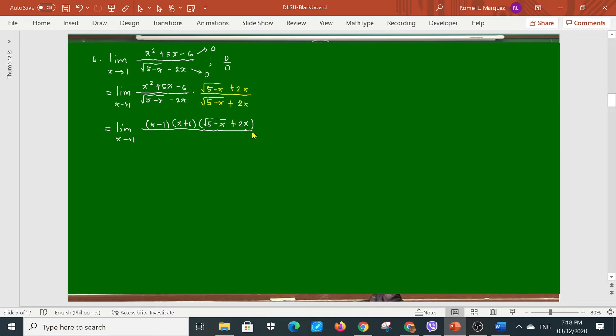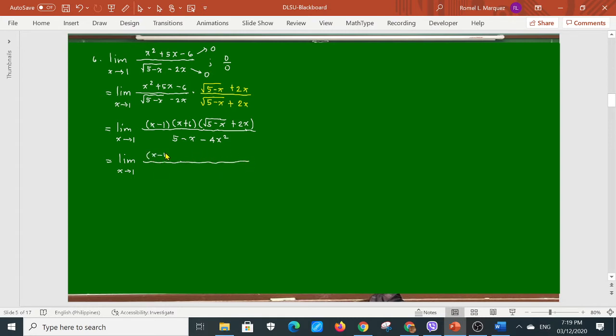What about the denominator? A minus b, a plus b. So square of the first, 5 minus x, minus square of the second, 4x squared. Okay? So let's try to factor the denominator, because that is still 0 over 0. We haven't canceled the x minus 1 yet, so it is still indeterminate. So let's factor the denominator.